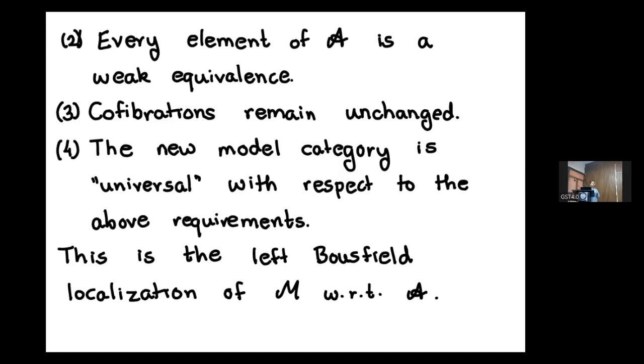You have seen localization of categories. There's a model category version of that, which, again, I have not defined, and I have not even said under what situations this happens. But the point is that there is a machinery to make all this workable.